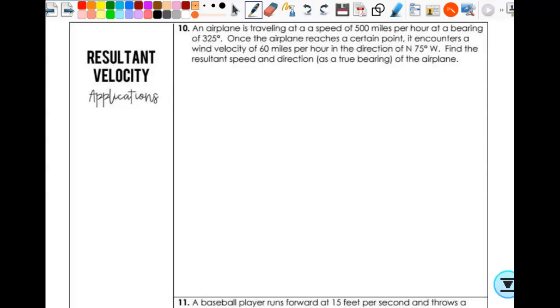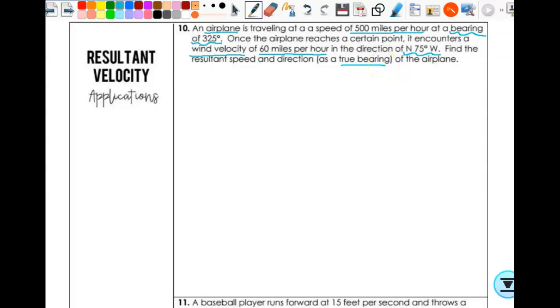So we have an airplane. Our airplane is traveling at a speed of 500 miles per hour at a bearing, that's important, of 325 degrees. Once the airplane reaches a certain point, it encounters a wind velocity of 60 miles per hour in the direction of north 75 degrees west. And then we're going to find the resultant speed and direction as a true bearing. So we're given one as a true bearing, one is a quadrant bearing, but our answer has to be in a true bearing. Okay? So let's see.